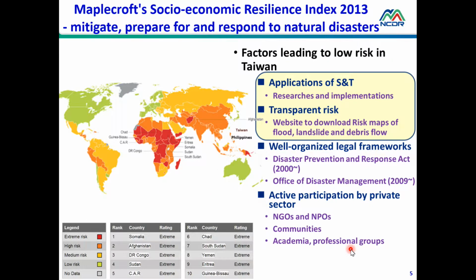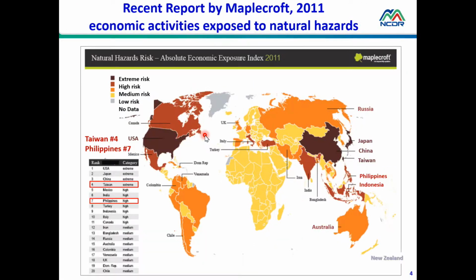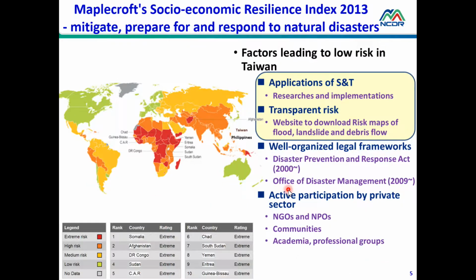But the same company also published another index in 2013. They called it socioeconomic resilience. They want to understand resilience in each individual country. In this report, it highlights Taiwan, South Korea, and Japan as low risk in this region. Of course, you remember the previous one, Taiwan at an extreme level. However, how could Taiwan and Japan be listed as low risk in this report?